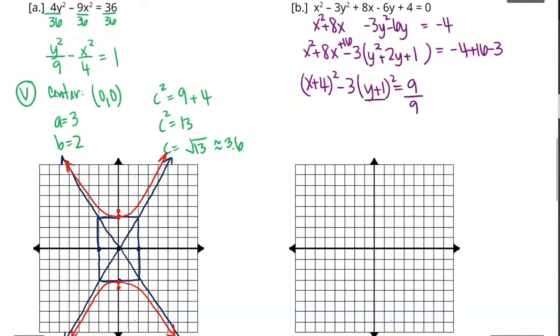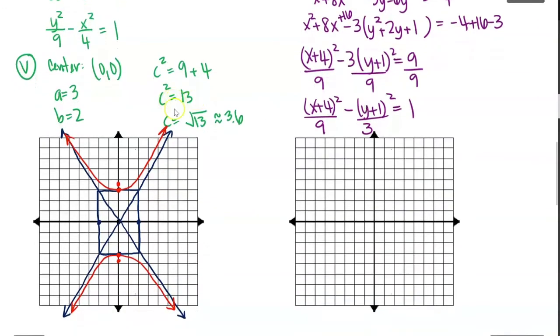I'm going to divide all three pieces by 9 because I want a 1 on that right-hand side. And that'll give me standard form. So X plus 4 squared over 9 minus Y plus 1 squared over 3. I just simplified the 3 over 9. And then on the right we'll have our 1. Okay? Because the X stuff is positive and the Y stuff is negative, this will be a horizontal hyperbola. The center will be at -4, -1.